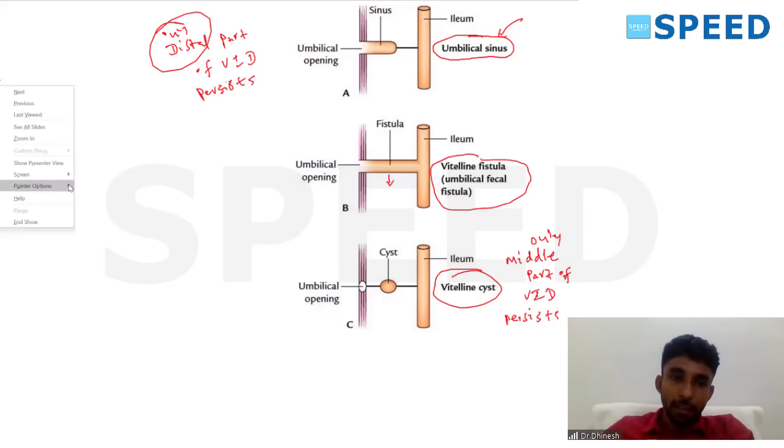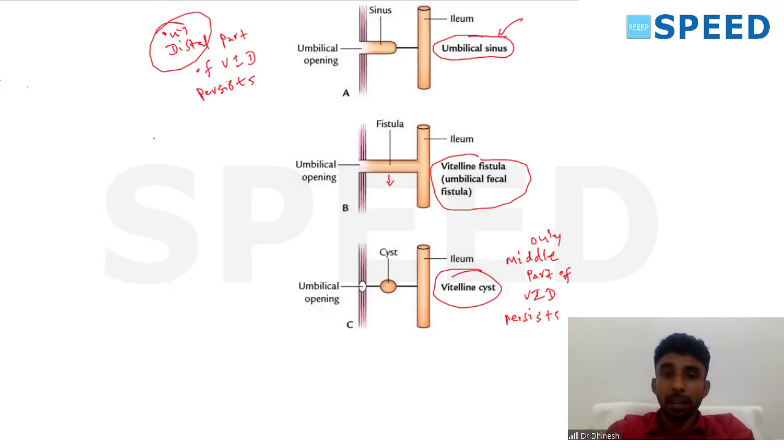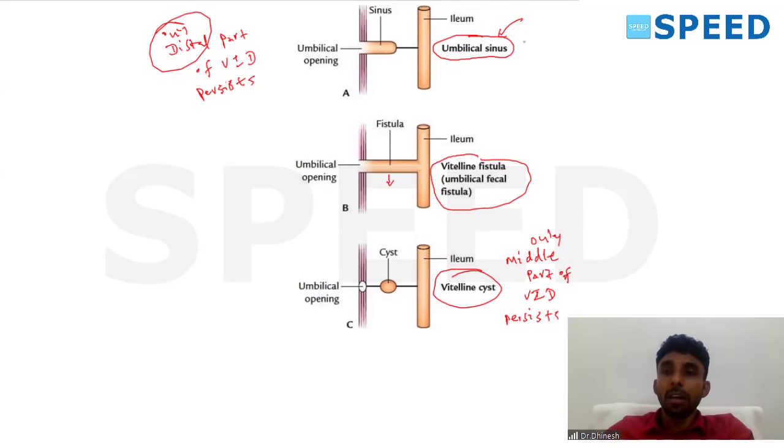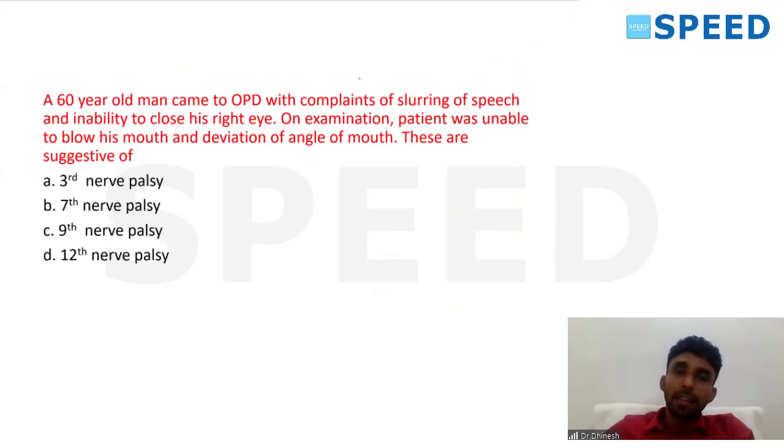Okay, so please take care. Any of this may be asked in the future PG entrance exam, maybe NEET, whatever. So make sure you can identify the Meckel's diverticulum, vitelline fistula or umbilical fecal fistula, umbilical sinus, and vitelline cyst. Okay. Yes, let's move to the next question asked.